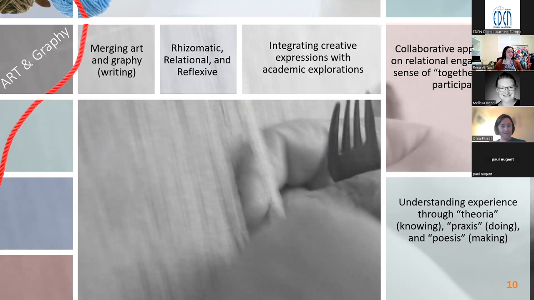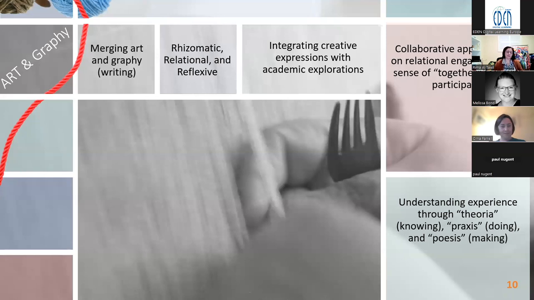Something that we said may not happen, but there is a methodology that says it can be done, especially in education. So in my research, how was this enacted? While art was expressed through the weaving and different forms of art that I'm going to talk about in a bit, graphy was incorporated through narrative methods and poetic inquiry as well.